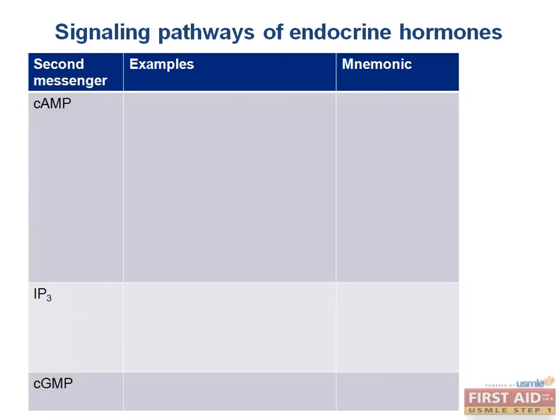There are also some other second messengers and their associated hormones that are important to know for boards. The way you might be asked about these second messengers is that they could describe a particular hormone and ask you to choose among the various second messengers which one would be associated with it. In this case, you may want to try using one of these helpful mnemonics to keep them straight.